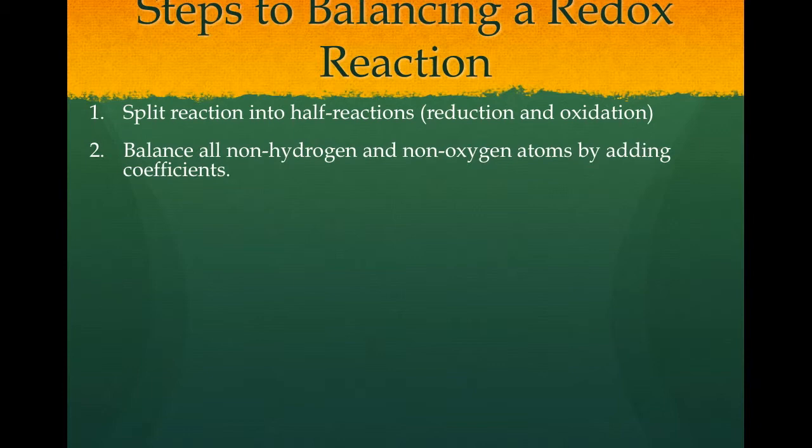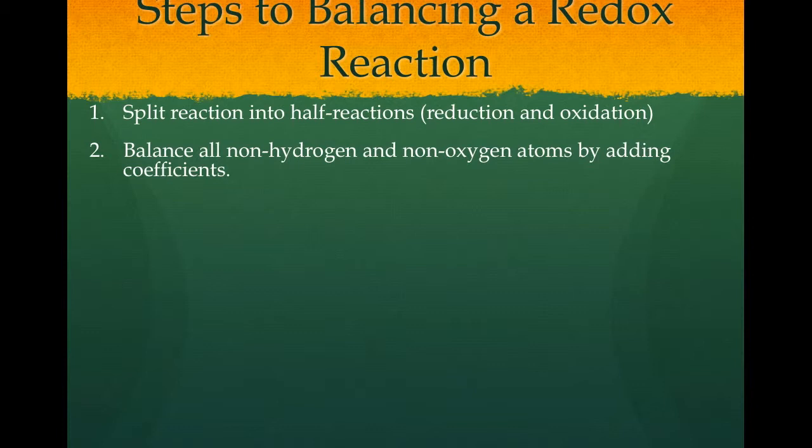The second step is to balance all non-hydrogen and non-oxygen atoms by adding coefficients. This really is no different than what we have been doing up to this point when we balance equations. We want the same number and type of atoms on both sides, and to accomplish that, we add coefficients in front of each of the species that we need to change the number of atoms that are present.